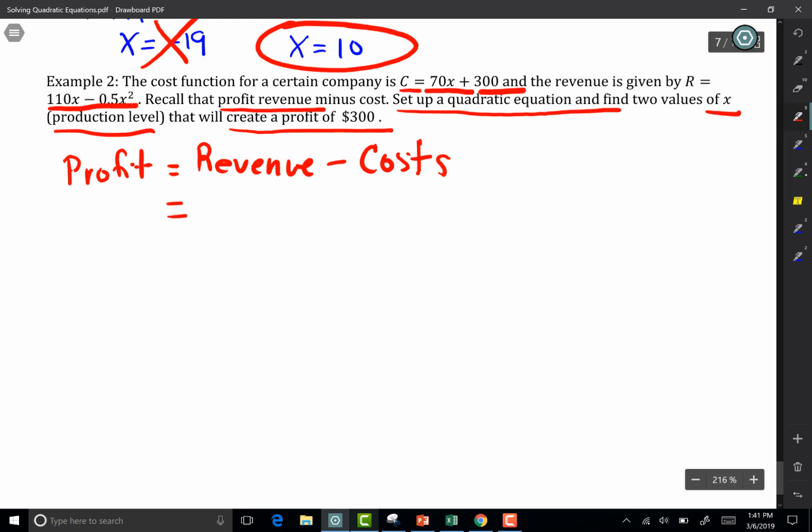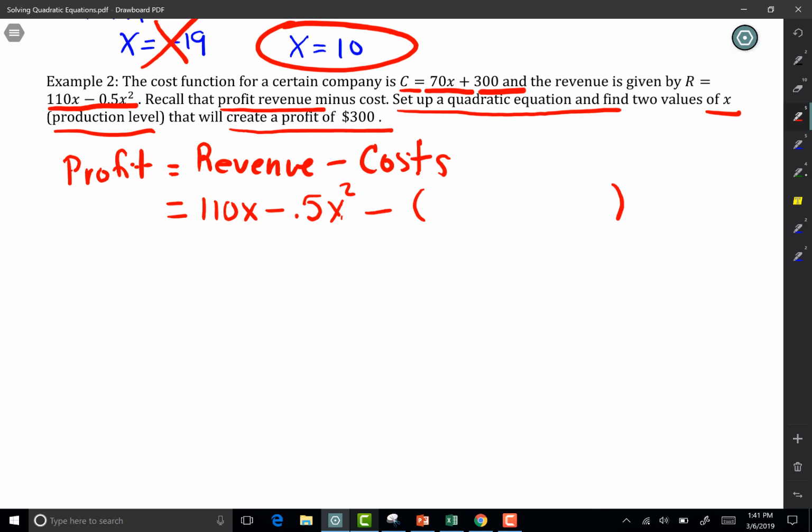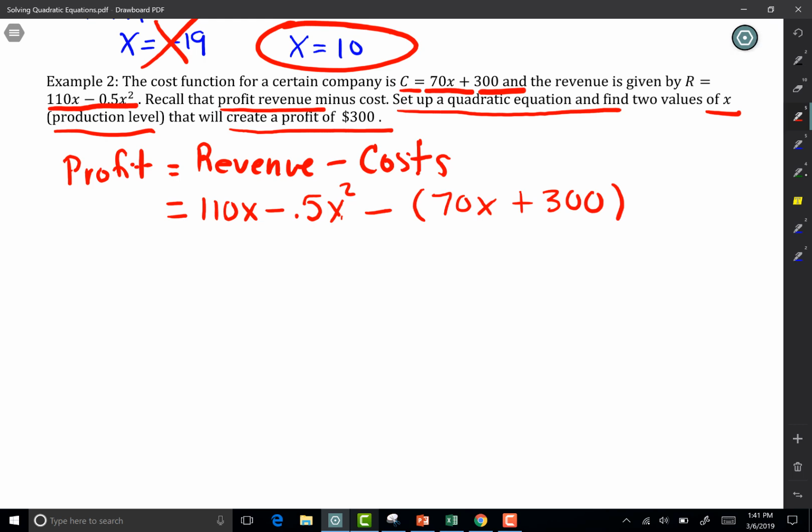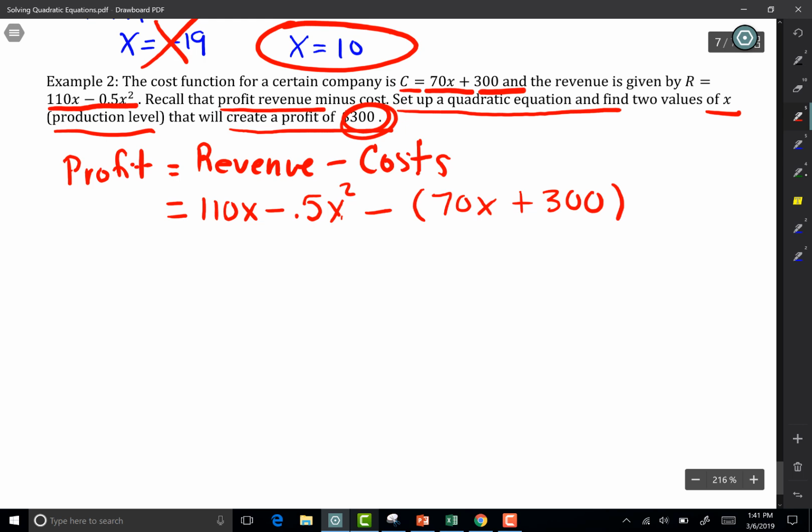Okay, so we're going to take the revenue function, which is given as 110x minus 0.5x squared, and we're going to subtract the cost function. Now remember, you're subtracting an entire function, so either put parentheses around it, or just remember right up front to distribute your negative sign. So when I subtract my cost function, that's going to be 70x plus 300. And the question is asking us to set up a function so that the profit is 300. So I'm going to set my profit equal to 300 over here.